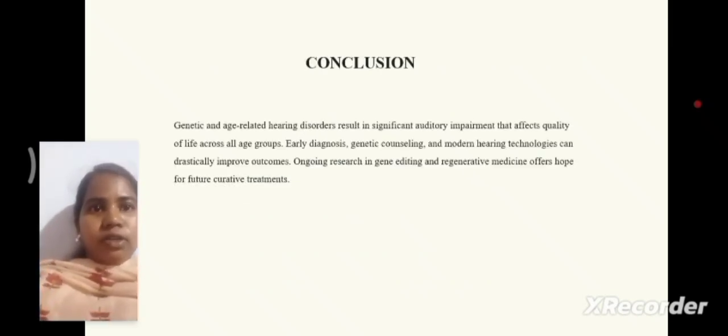Next is the conclusion. Genetic and age-related hearing disorders result in significant auditory impairment that affects quality of life across all age groups. Early diagnosis, genetic counseling, and modern hearing technologies can drastically improve outcomes.